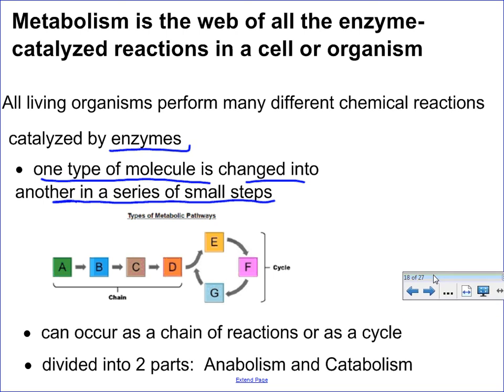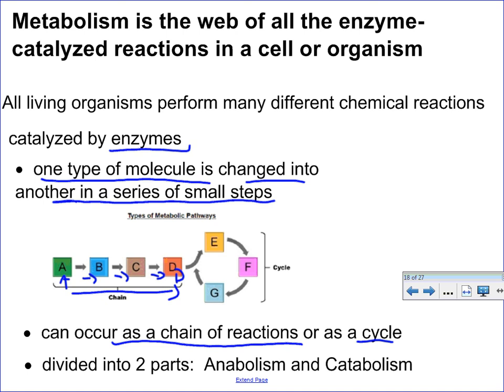You start with one reactant and make a slight change to it in one step, and in the next step another change is made to it, and a series of small changes are made until you've created this new molecule. These series of reactions can occur as a chain of reactions or as a cycle. What we mean by a chain is that you start with molecule A, this gets changed to B, C, and then you end up with product D. This occurs in a linear fashion.